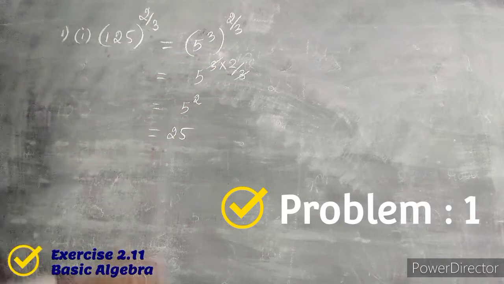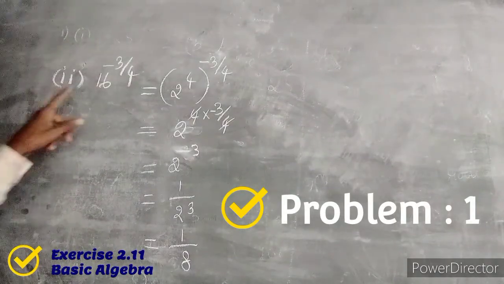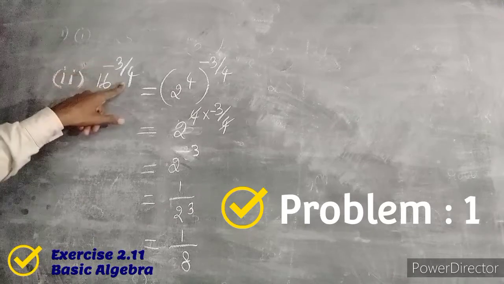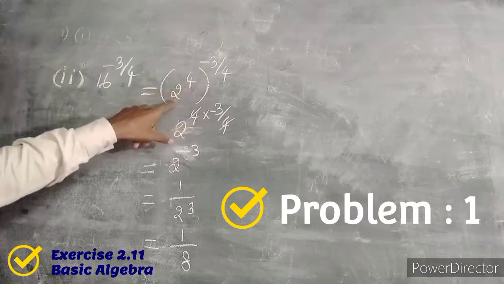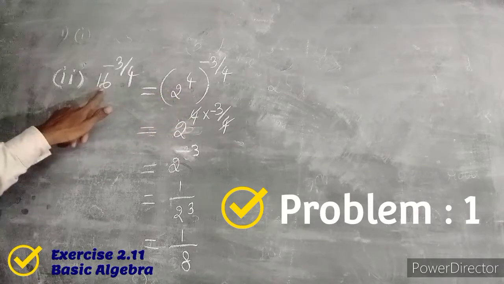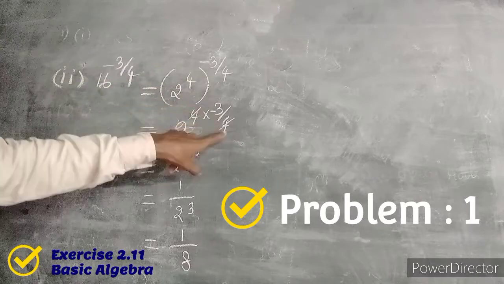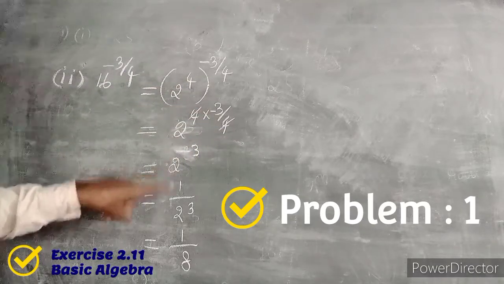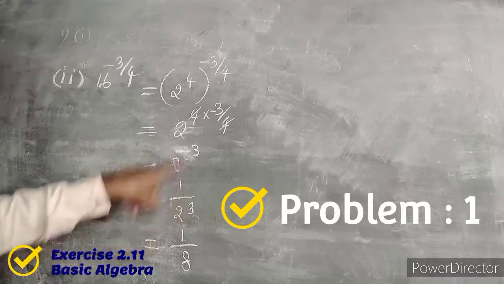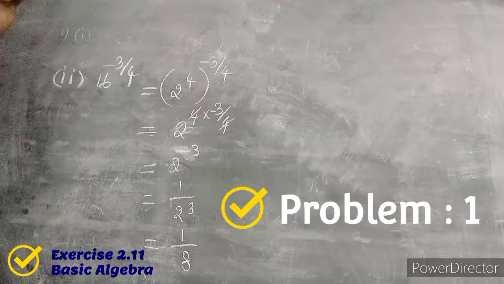Then second subdivision, 16 power minus 3 by 4. We can write 16 as 2 power 4, because 2 into 2 into 2 into 2 is 16. Then multiply the powers: 4 into minus 3 by 4. 4 and 4 cancel, 2 power minus 3. So 2 power minus 3 can be written in the form 1 by 2 power 3. This minus 3 will be plus 3. 2 power 3 is 8. So 1 by 8 is the answer.